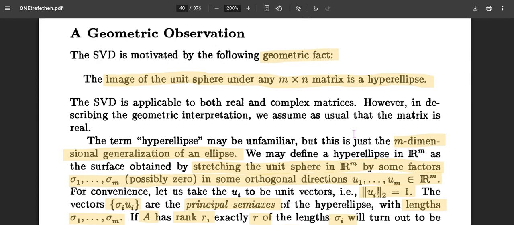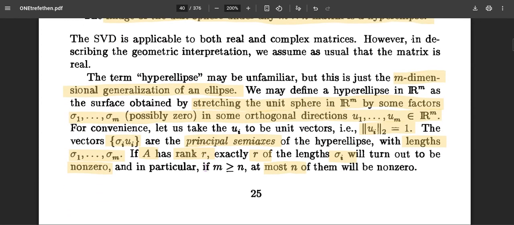It has m axes in m orthogonal directions u1 to um, and the length of each axis is sigma 1 to sigma m. Since u_i is a unit vector and sigma_i is the length we define, sigma_i u_i is the principal semi-axis of the hyperellipse, with lengths sigma 1 to sigma m.